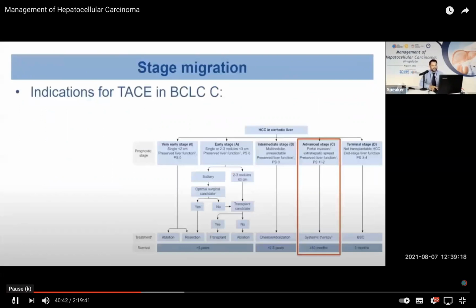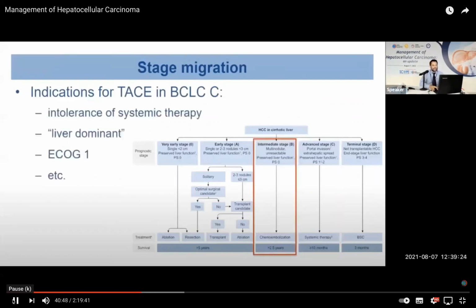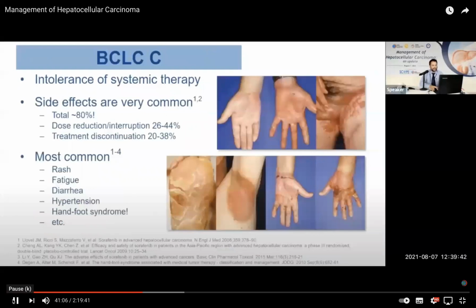Now, the indications for TACE in the BCLC-C category. Again, intolerance of systemic therapy, which is quite common, liver dominant disease, ECOG 1, and some other examples. The caveat is that there should be an MDT discussion before taking such patients, and that is how we manage these patients in Shifa.